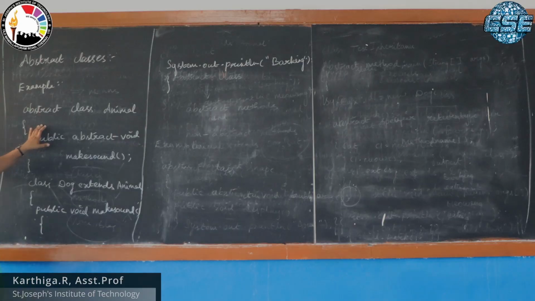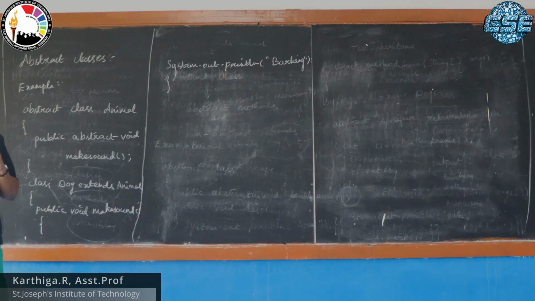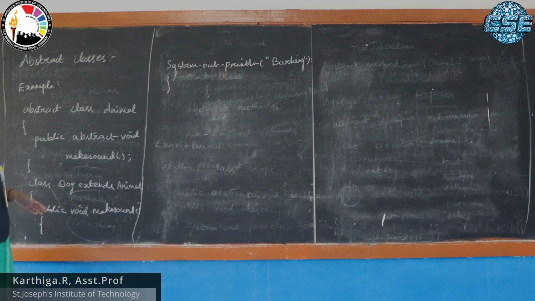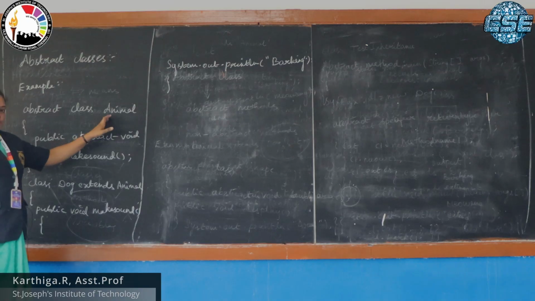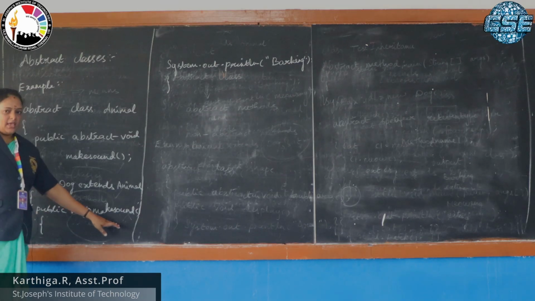Normally the implementation will be done in the child class. Using an abstract class we cannot create an object and we cannot do implementation in the abstract class. So for implementation we use subclasses. Here class Dog extends the abstract class, and we are using the method declared in the abstract class as public void makeSound.